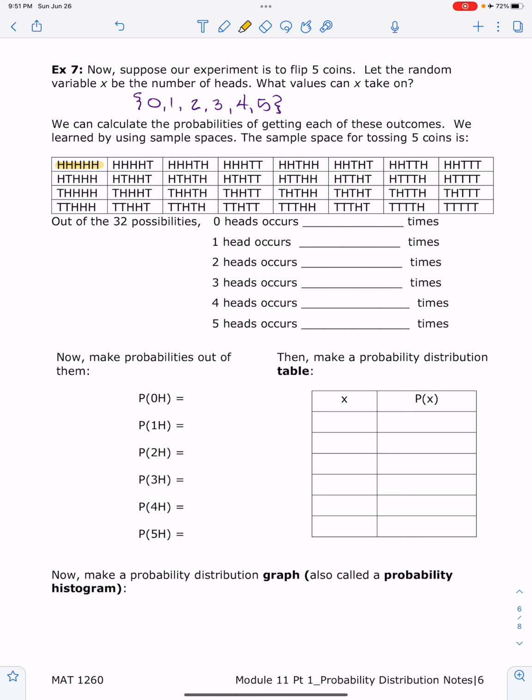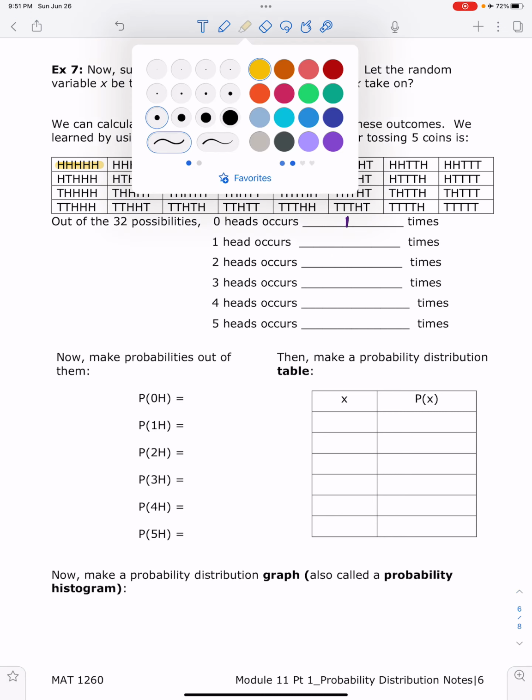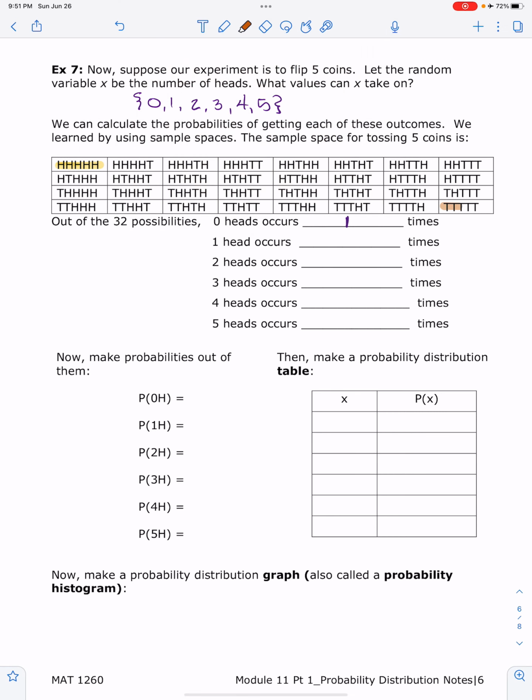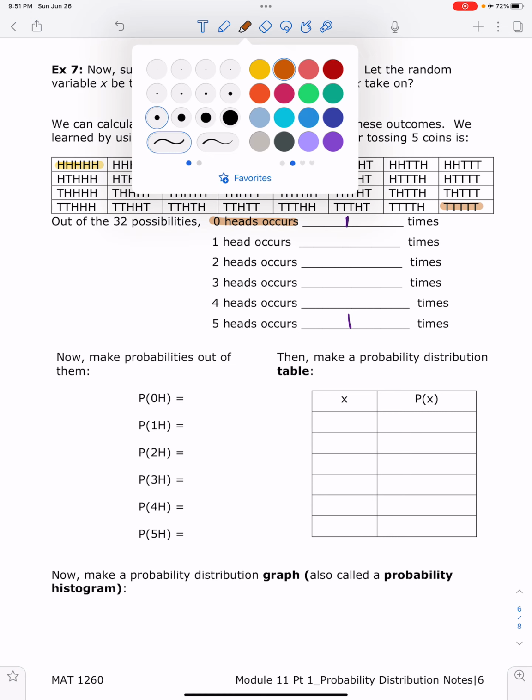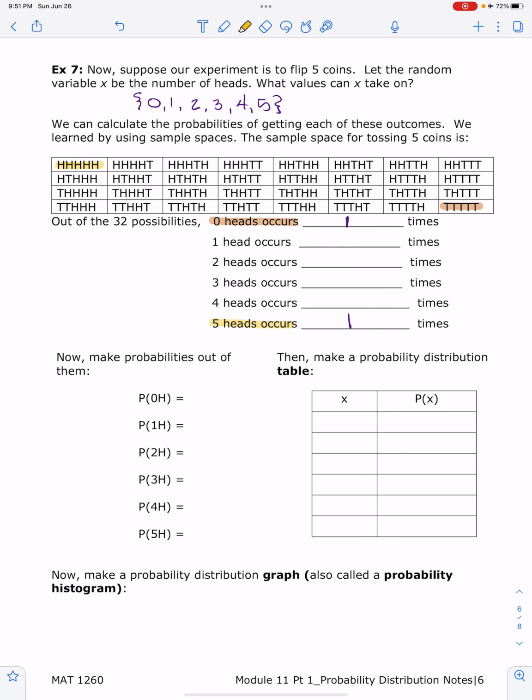So there's only one way to get 5 heads. Similarly, there is only one way to get 5 tails. And I wrote those backwards. So 5 tails would be 0 heads. I can't talk and think at the same time. Here's our 5 heads.